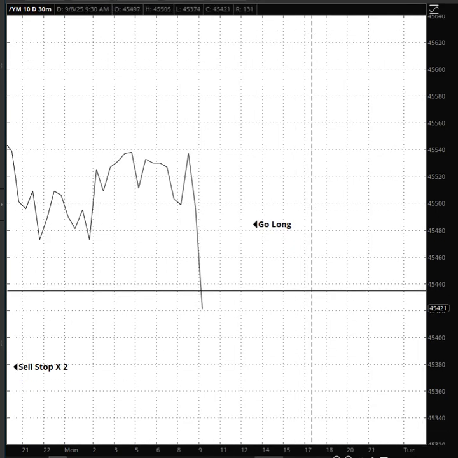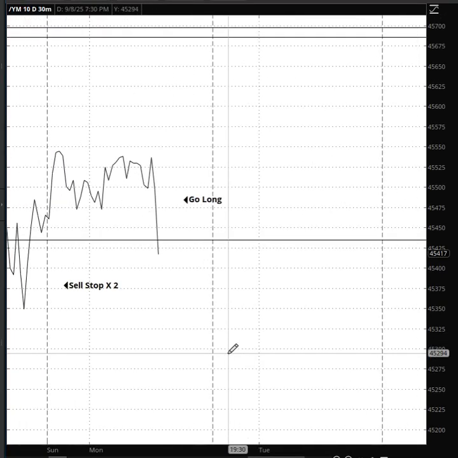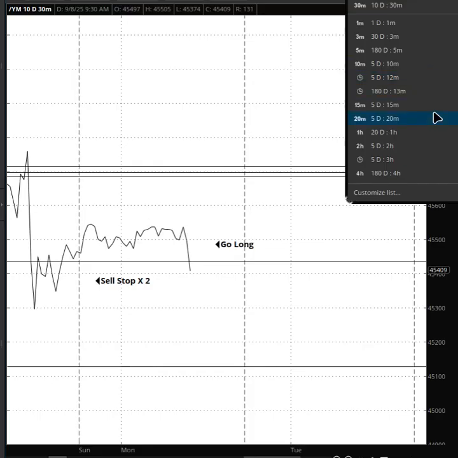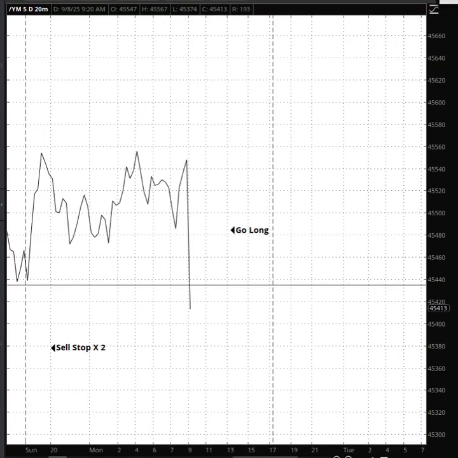Okay, so if we pan back a bit, the fractals will look different on different time frames. That's why you definitely need all your time frames here. If you don't use your time frames, you're going to get a different picture here. Okay, we're on a 30-minute time frame. We'll go to the 20-minute time frame. Boom. It looks like we're going to have the hit.